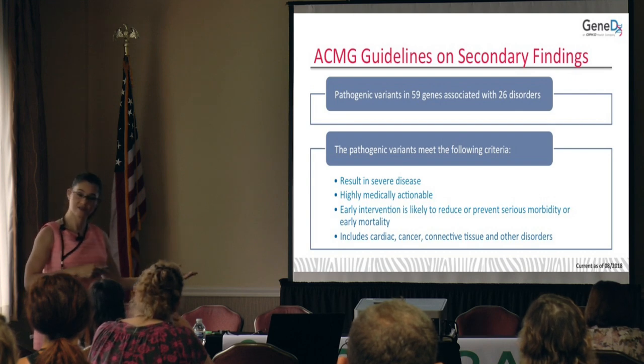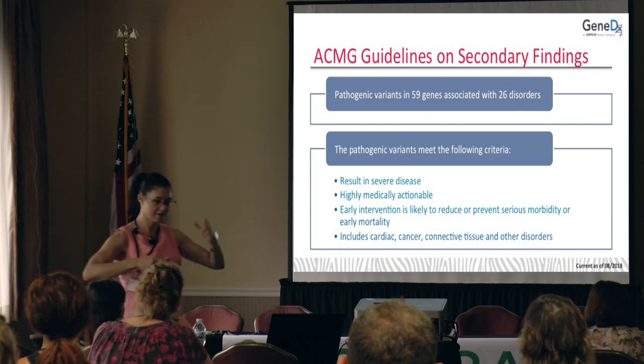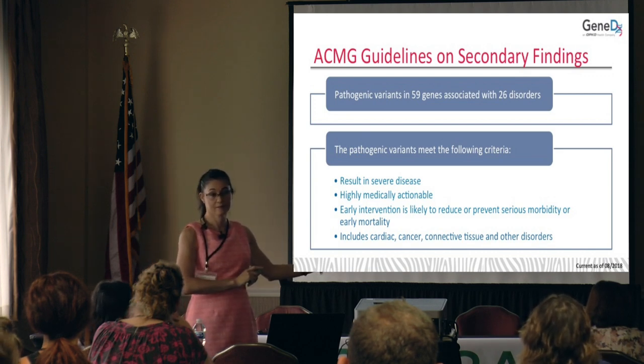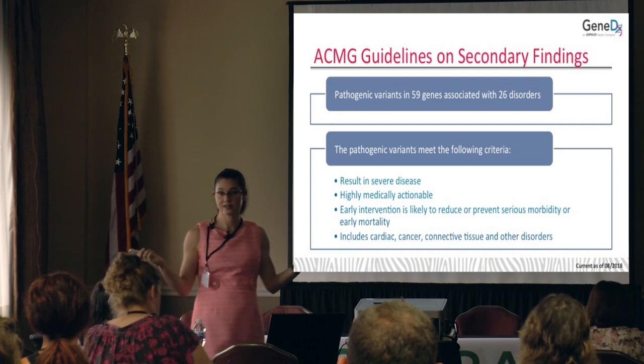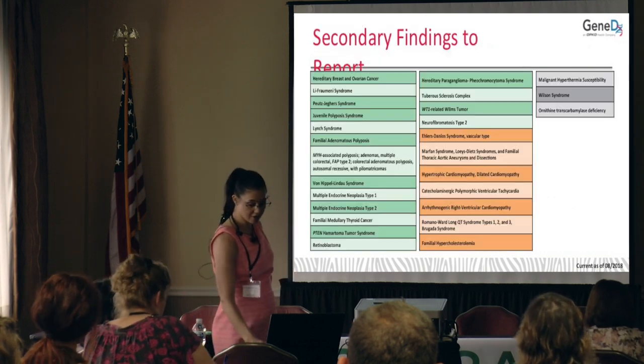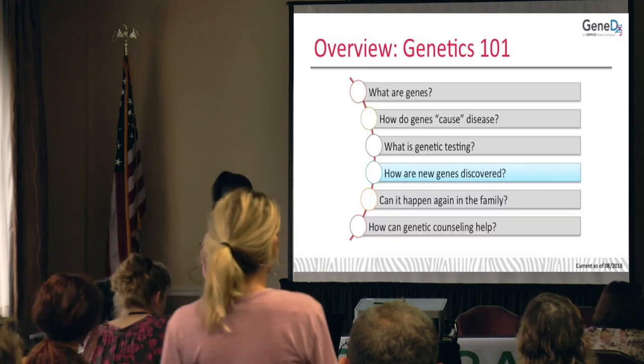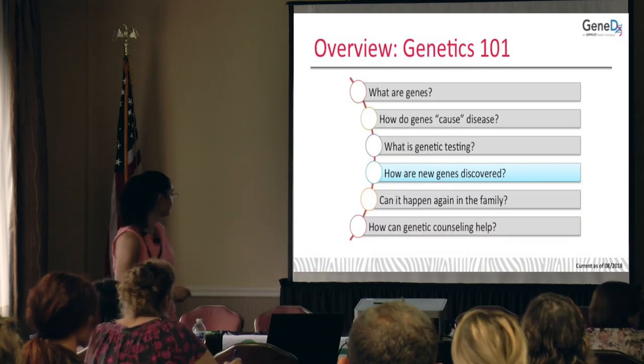There is a way to opt out. If you say, I'm maxed out, I can't handle any more information, you can opt out of the secondary findings. But you could get, and BRCA is an example of a secondary finding. A lot of them are cancer syndromes, hereditary cardiac disease, just so you know what they are. All right, so let's move on.